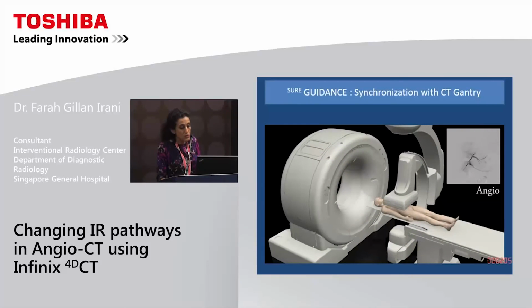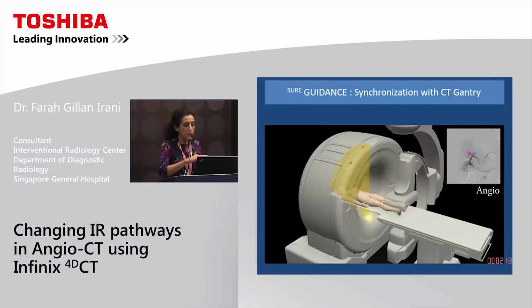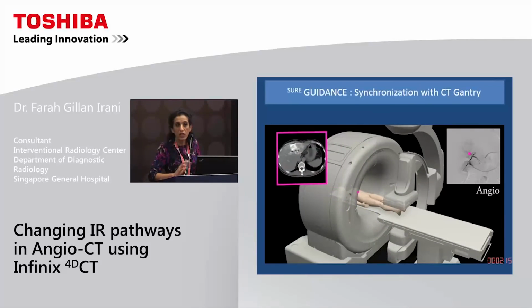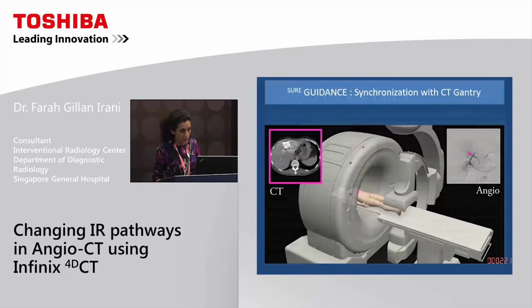This is a new system which has synchronization with the CT gantry. If you see a spot that you need, you just mark it on the fluoroscopy, and the machine will automatically go and position your CT scan to that position, and you can get a very good series of images, just like your CT fluoroscopy, exactly in position.